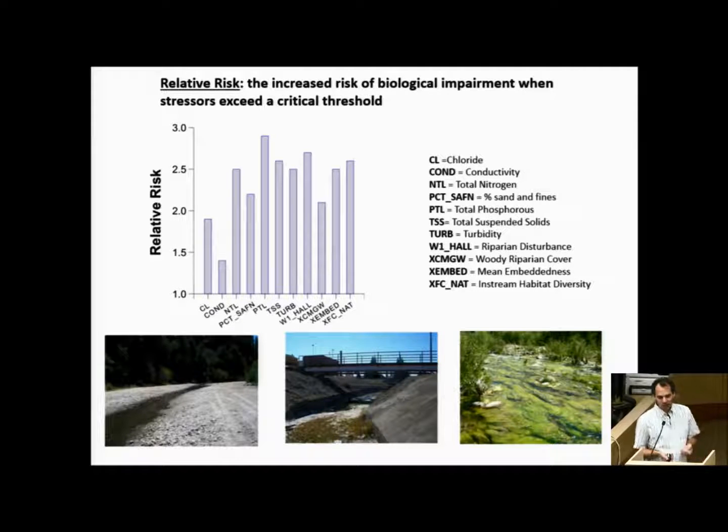But just as an example of what we found, when total phosphorus, so PTL, that tallest bar in the middle, when that critical value for phosphorus is exceeded, we have nearly a threefold risk of associated impairment in biological condition. When the threshold for our riparian disturbance index is exceeded, the so-called W1 Hall, you have over a 2.5-fold increase of associated biological impairment.